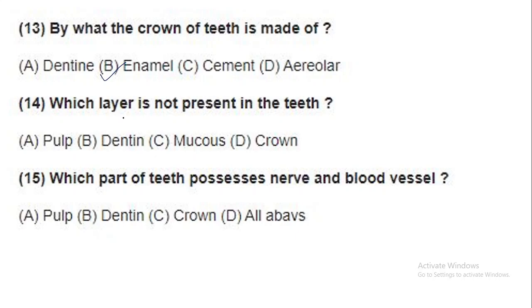Yeah. Which layer is not present in the teeth? Recollect, we have pulp, because pulp is the fleshy part of the tooth which contains the nerve endings and the blood vessels. Dentin is a part of the tooth. Mucus is not present in the tooth. Crown definitely is a visible portion of the tooth. Which part of teeth possesses nerve and blood vessels? The pulp I just mentioned above. Alright, just ignore the spelling mistake here.